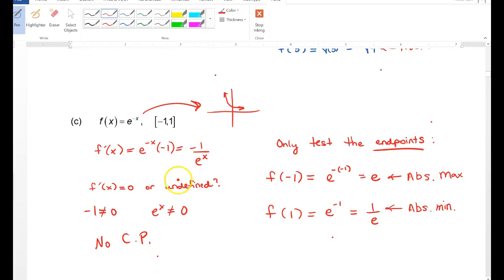And then the last example that we did, the derivative. We got no critical points, so we were only testing the endpoints, and so we got the absolute max was here, absolute min here.